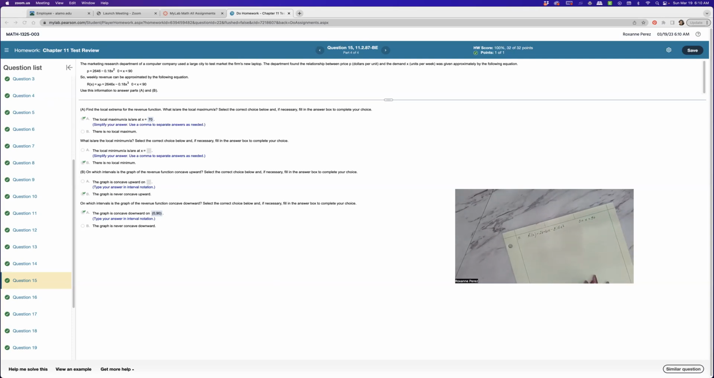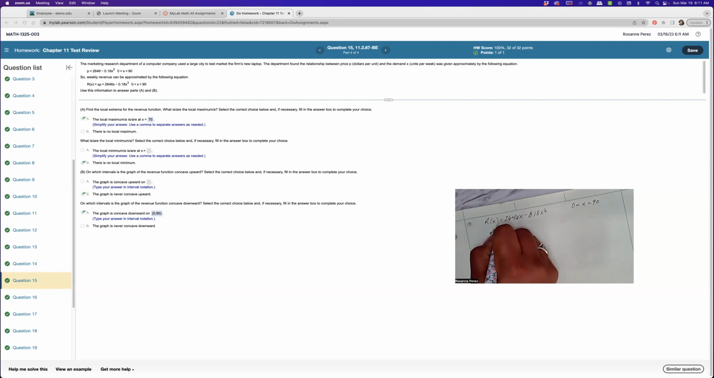Okay. So find the local extrema for the revenue function, if there's a local maxima, local minima, if the graph is concave upward, or if the graph is concave downward. Okay, so first things first, let's graph this in our calculator, and then we're going to take our first derivative. Let's just do our first derivative real quick, okay?